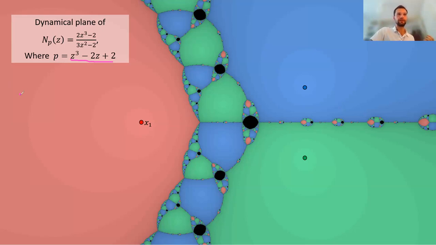I can just take a point, for example, let me change the color. What is a good color? Say white. So I can take a point, say x0, then I can apply my map to this point and see where the image of this point lies. And then I keep iterating. And if I can check numerically that this orbit of points converges to the root x1, which is the red root, I color this x0 in red. Which means that in this picture, all the red points, under the iteration of the map, converge to the root x1.